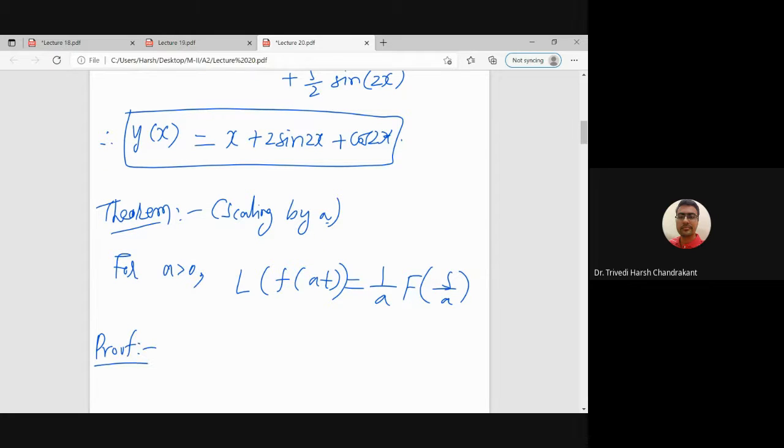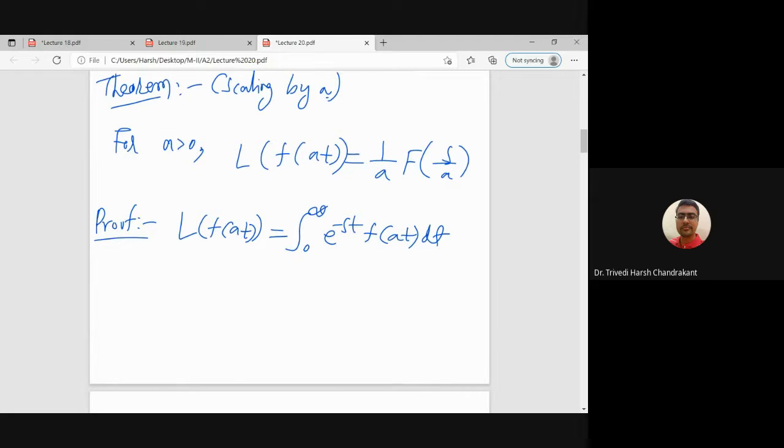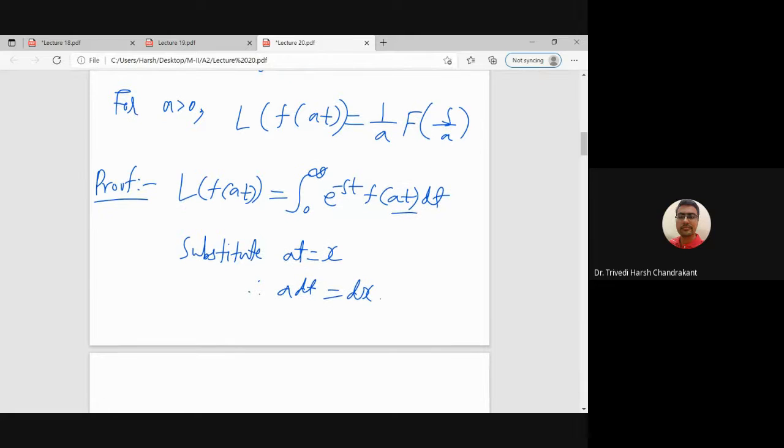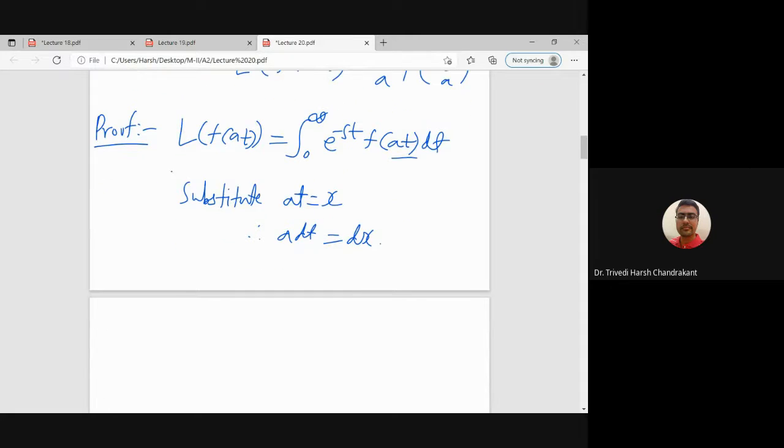The proof is very simple. Laplace of f of at is, by definition, the integral from 0 to infinity, and then we can change the variable. Just substitute at equals some variable, let us say x, and a is positive. That means a dt is dx, and since a is positive, the limits will be the same, 0 to infinity.